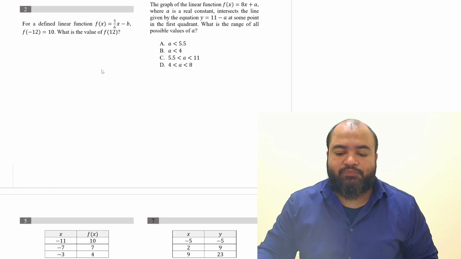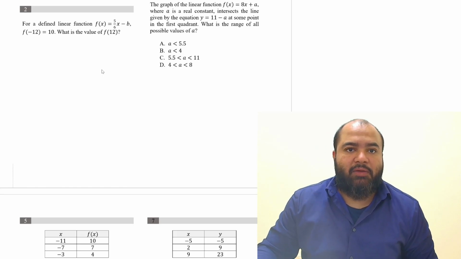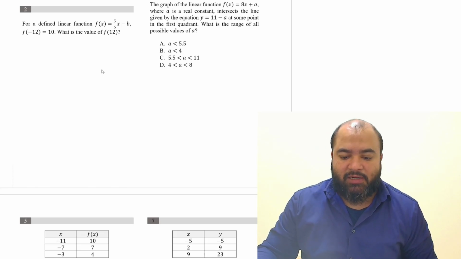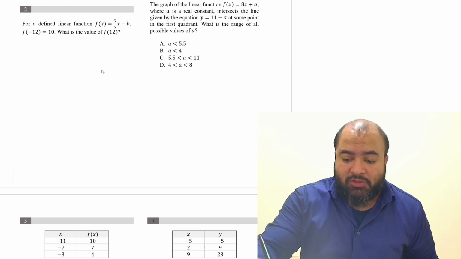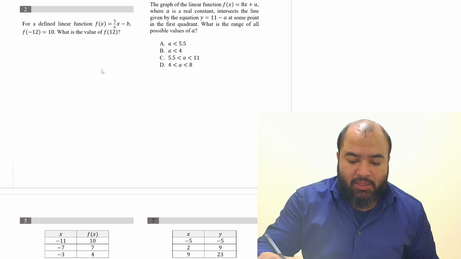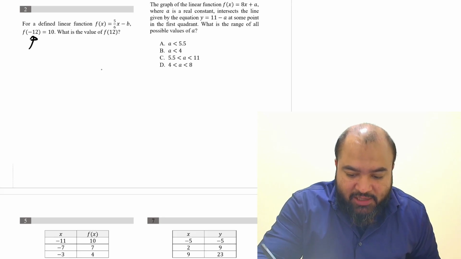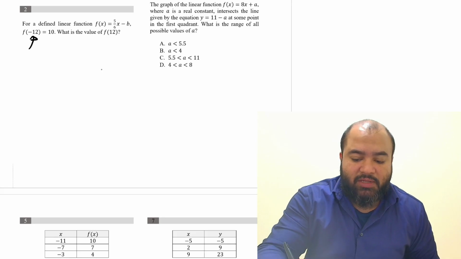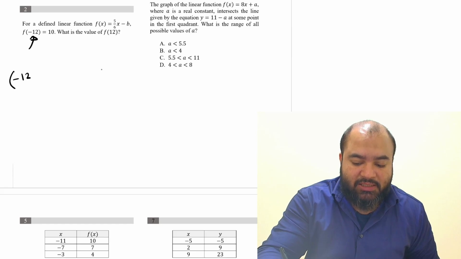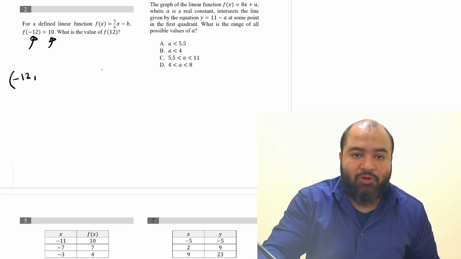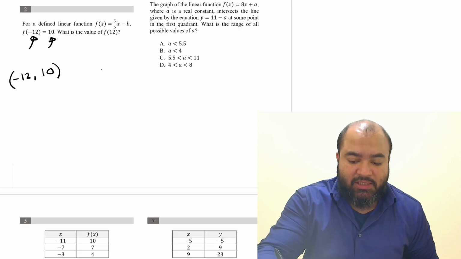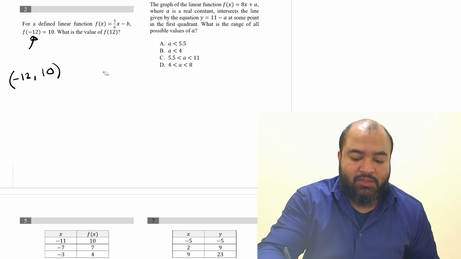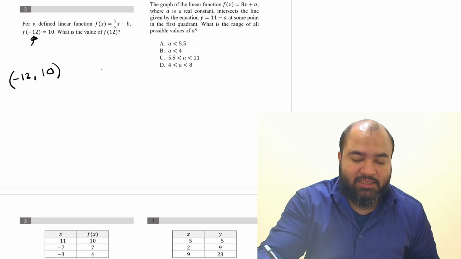Question number 2. This is actually a very important question. This is the fundamental of many advanced questions we'll be working on later. So the main concept is plugging in. You see what is inside this parenthesis, f of whatever, that is called the x. So x is negative 12, and whatever is the outcome, that's called y. That's 10. So they're saying f of whatever is that, and f of x is the y. So remember this, whatever is inside the parentheses, that's x.